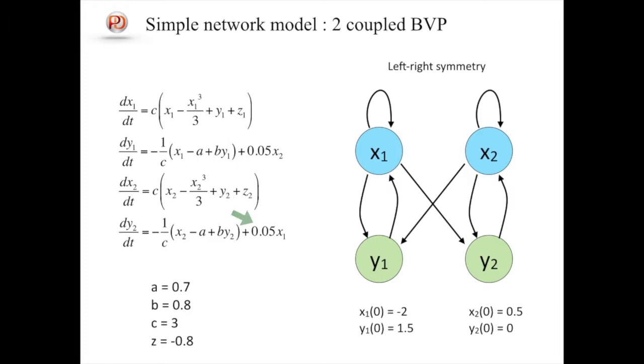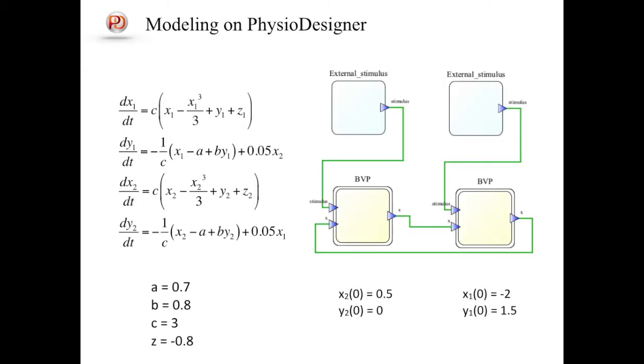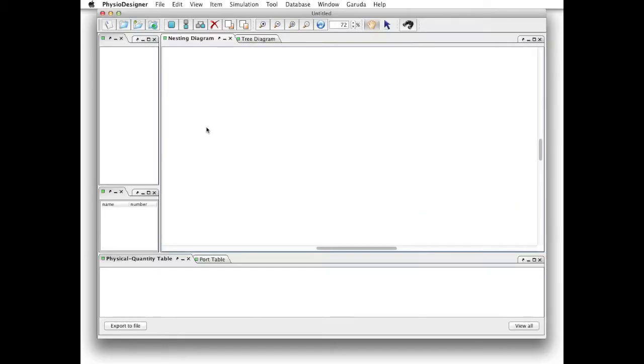This projection acts as an inhibition of the other side half center, because Y activated by the projection from the contralateral half center inhibits the ipsilateral X. On PhysioDesigner, the diagram of modules looks like the figure shown in the slide. From now, let's create the model on PhysioDesigner.